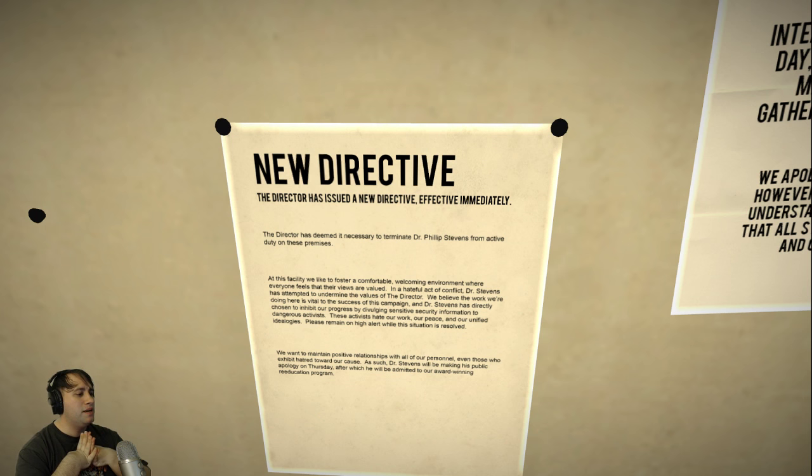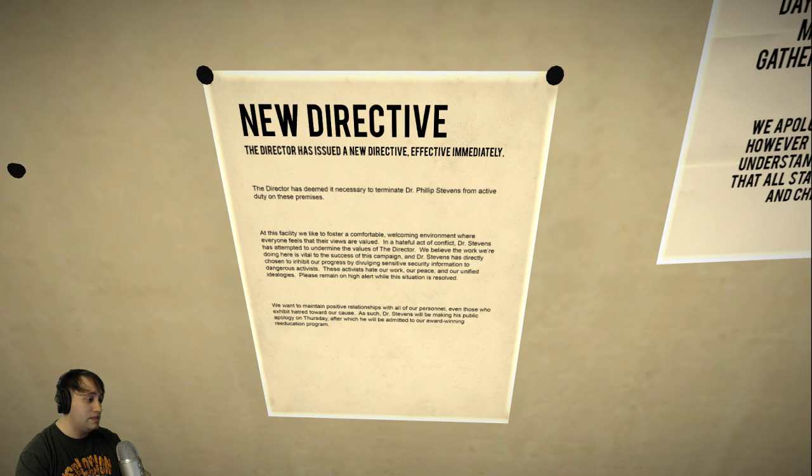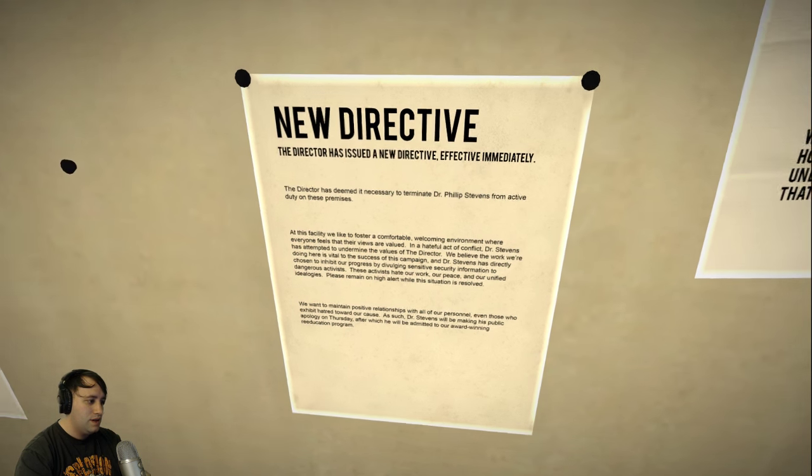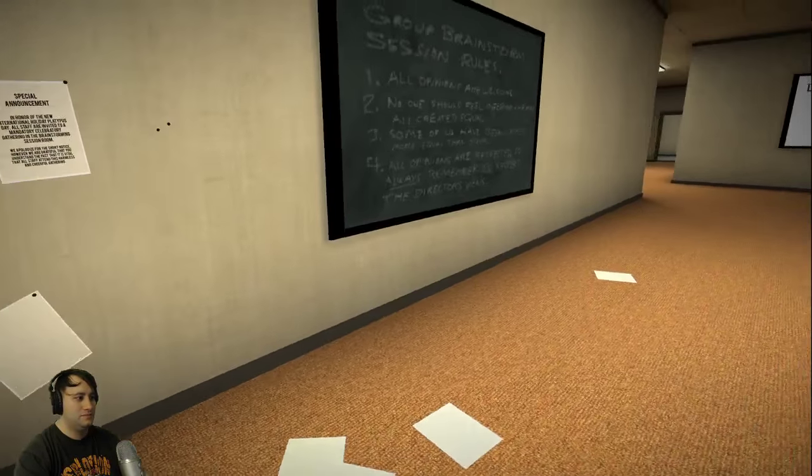New directive. The director has issued a new directive effective immediately. The director has deemed it necessary to terminate Dr. Philip Stevens from active duty on these premises. At this facility, we like to foster a comfortable, welcoming environment where everyone feels that their views are valued. In a hateful act of conflict, Dr. Stevens has attempted to undermine the values of the director. We believe the work we're doing here is vital to the success of this campaign, and Dr. Stevens has directly chosen to inhibit our progress by divulging sensitive security information to dangerous activists. These activists hate our work, our peace, and our unified ideologies. Please remain on high alert while this situation is resolved. We want to maintain positive relationships with all our personnel, even those who exhibit hatred toward our cause. As such, Dr. Stevens will be making his public apology on Thursday, after which he will be admitted to our award-winning re-education program.